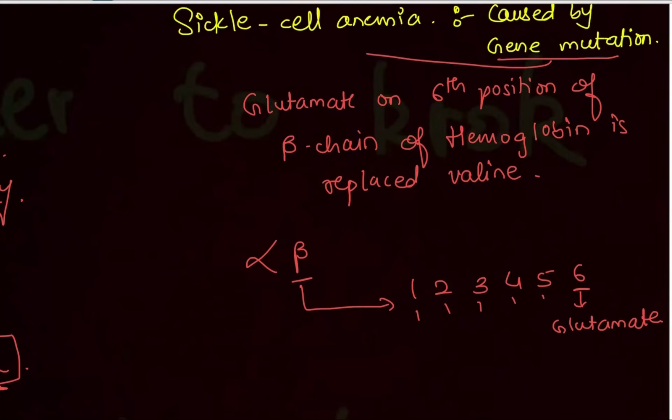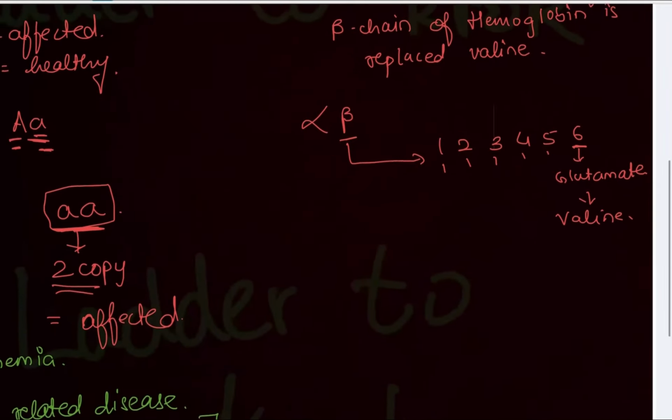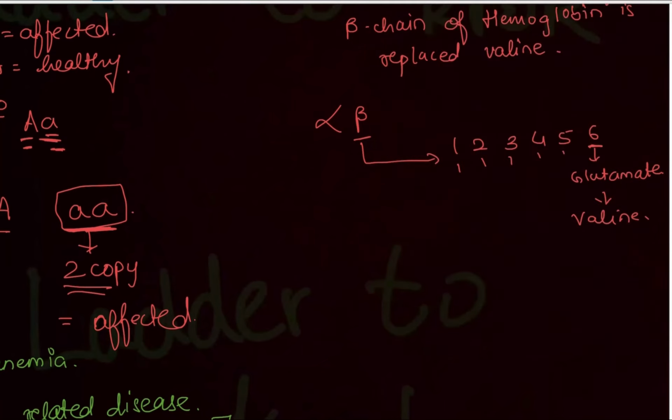this gene mutation is a point mutation, write that also. Point mutation is at one point or at one place. So at the 6th position it is happening, at one point. So glutamate is replaced by valine. Instead of glutamate, valine will come and will cause sickle cell anemia. So this was about sickle cell anemia, which is an autosomal recessive disease.